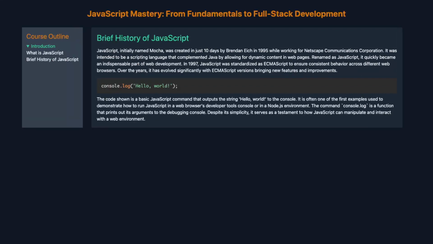Brief history of JavaScript. JavaScript, initially named Mocha, was created in just 10 days by Brendan Eich in 1995 while working for Netscape Communications Corporation. It was intended to be a scripting language that complemented Java by allowing for dynamic content in web pages. Renamed as JavaScript, it quickly became an indispensable part of web development. In 1997, JavaScript was standardized as ECMAScript to ensure consistent behavior across different web browsers. Over the years, it has evolved significantly with ECMAScript versions, bringing new features and improvements.